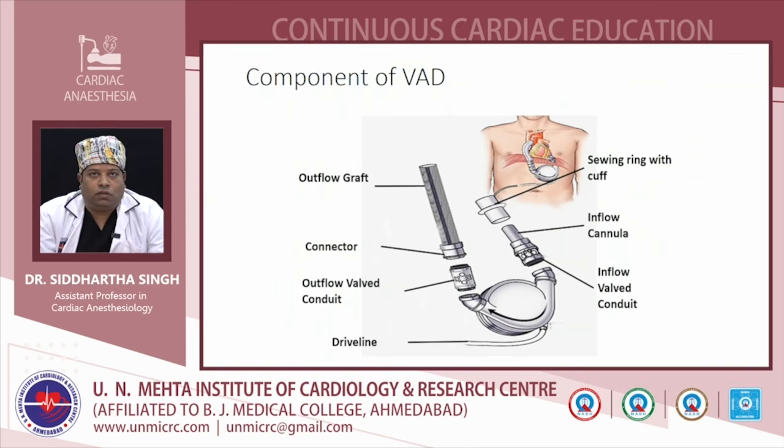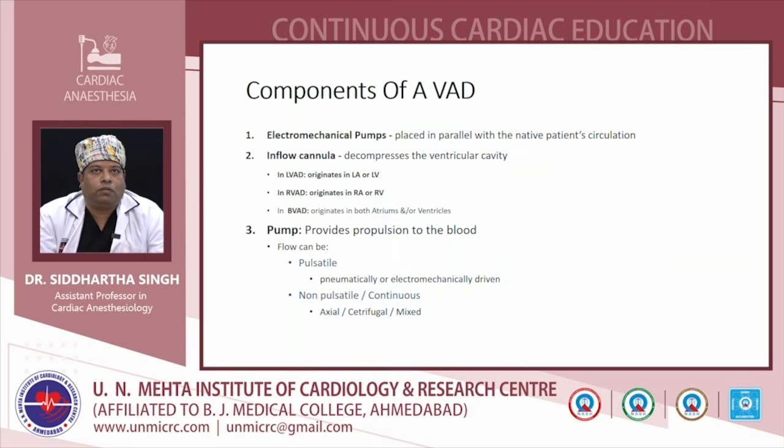So this is a simple pictorial diagram of the components of a ventricular assist device. You can see the sewing ring with cuff, then the inflow cannula which draws the blood, and there is a pump which pumps it to the outflow cannula, and the blood is circulated through the body. Then coming to the components of the ventricular assist device.